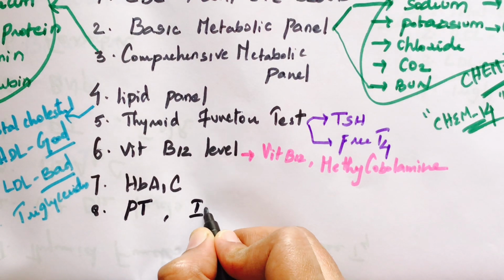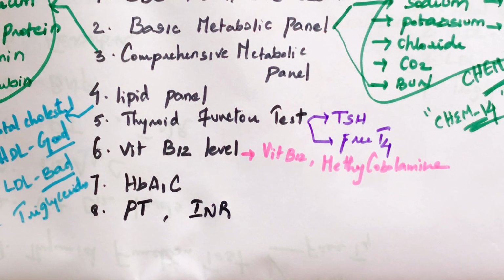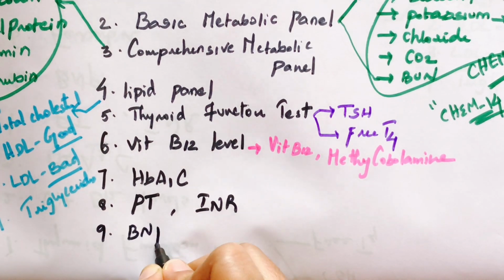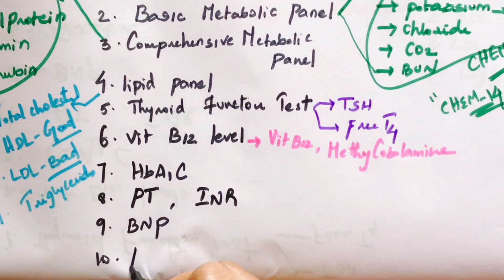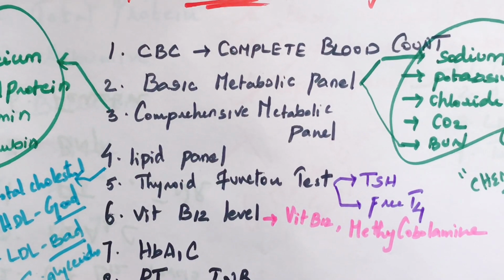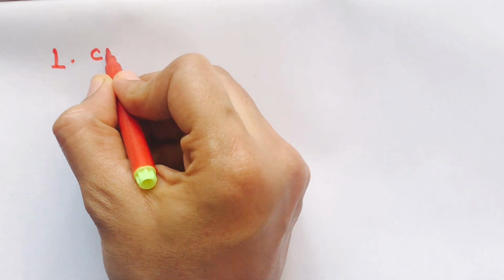Number 8, prothrombin time and international normalized ratio. These tests are used as a measure of how quickly the person's blood clots. Number 9, BNP, is brain natriuretic peptide, and number 10 is analysis of ferritin level. These are the common 10 blood investigations.